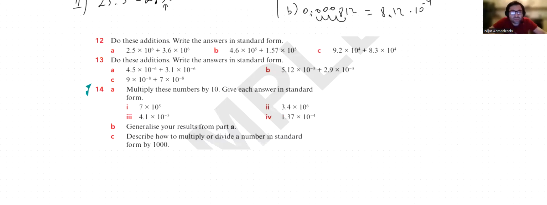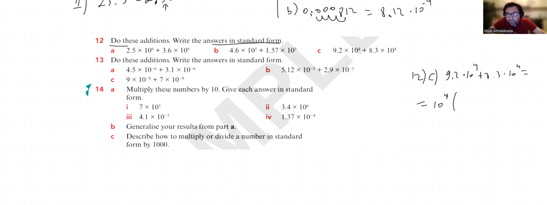Question number 12, do these additions and write the answers in standard form. Let's say we do 12C. First, we have to do the addition. So 9.2 times 10 to the power of 4 plus 8.3 times 10 to the power of 4. From previous years, you should know that 10 to the power of 4 can be taken out of the brackets, and it will be 9.2 plus 8.3. And 9.2 plus 8.3 is just 17.5 times 10 to the power of 4. Is this the answer? No, because it wants us to write the answers in standard form.